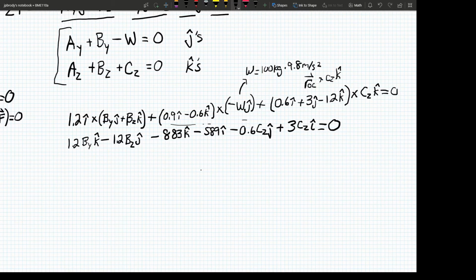So let me do the i hats. I've got this, and this is in the i hat direction. So I have 3 c z minus 589. These are the i hats, equals 0. That's from the i hats.